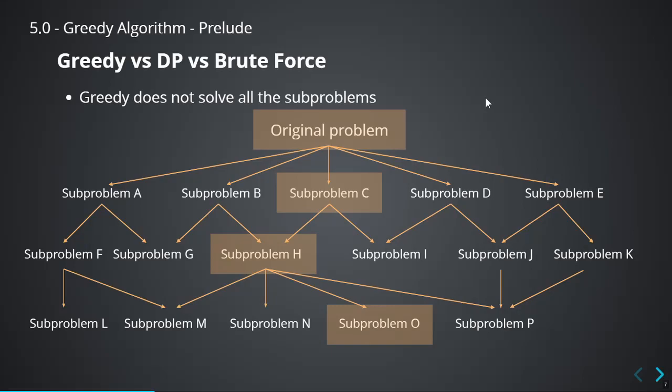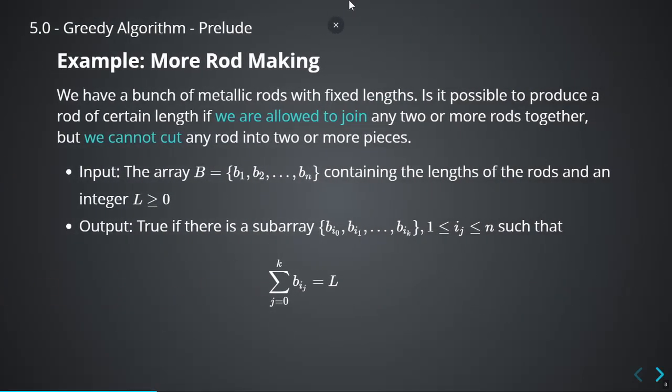We're going to see some problems that you have seen before in Competitive 5, which are actually greedy algorithms, and we're going to show that, hey, it's actually correct, which I think is kind of cool. But the main problem we're going to do today is more rod making.